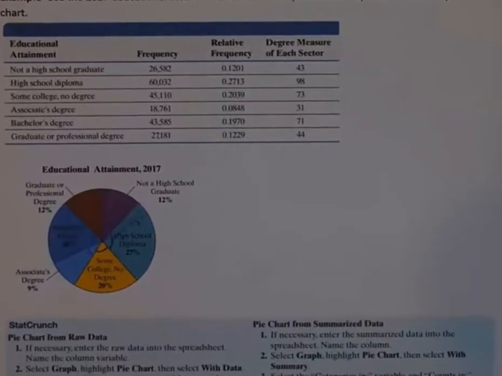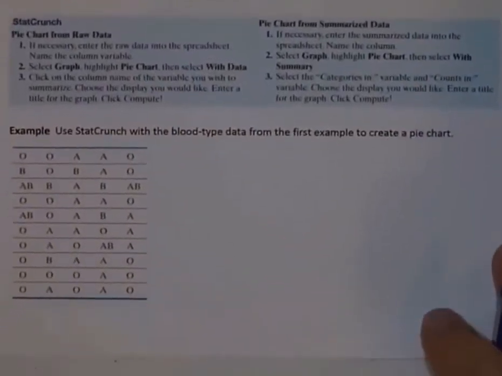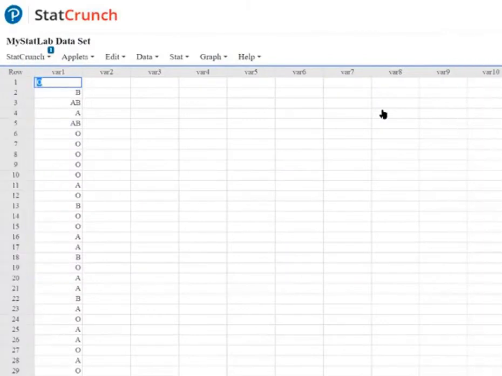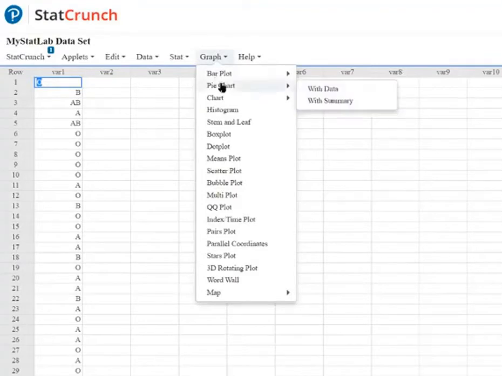Again, nobody does that by hand anymore. So instead, we're going to use technology. So I'm going to pull back up StatCrunch and show you that again. So if I want to create a circle graph for this blood type data, I call it a circle graph or a pie chart. So if I go to graph, now when I point at pie chart, I get these two options. Do I have data or do I have summary information?